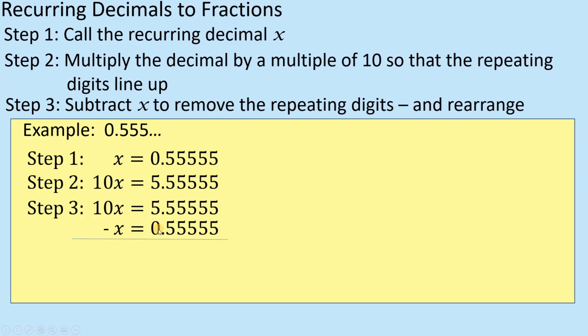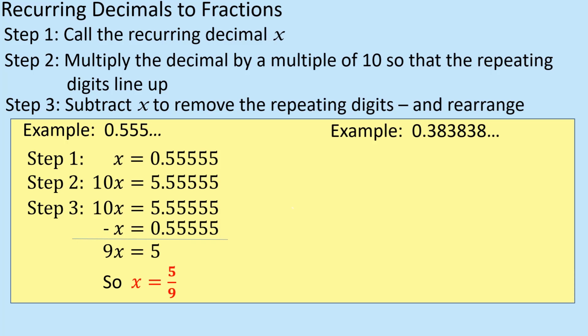So what will happen when you do this, take away this, is all these 5s here will give you zeros, and the only thing that's left is that 5 take away 0, which gives you that. So you've got 9x is equal to 5, and then the final step is you need to divide this side by 9, which is going to give you 5 ninths, and that's your job done. So that's relatively straightforward when they all line up quite as nicely.